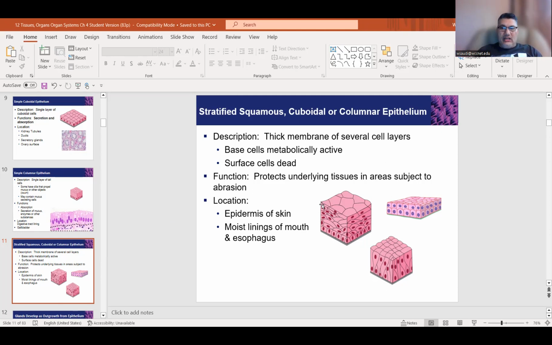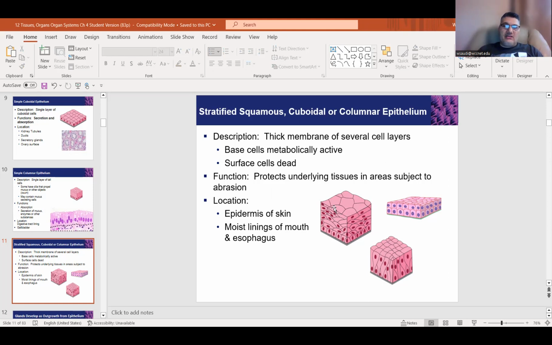The top layer here is squamous. We call that stratified squamous, and this is specifically important for skin. Remember, I told you simple squamous is too delicate. It's good for crossing, like filtration and exchange. Yes, but you cannot put it in your skin. This is one layer only. This is not strong enough.